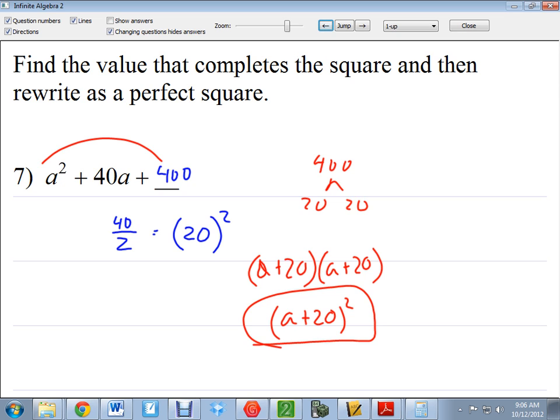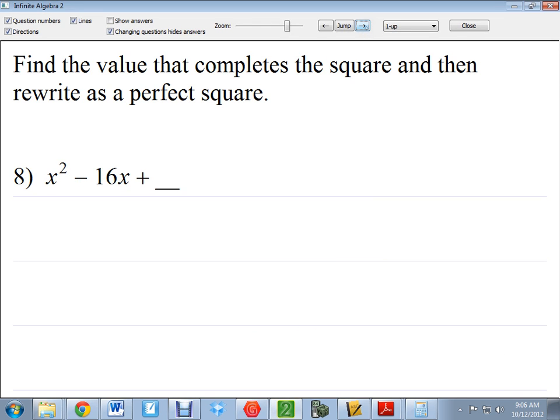Now that's well and good. Let's do another example. That one was kind of easy, so let's go ahead and do one with a negative. We take the negative 16 and divide it by 2. That'll get me a negative 8. The second step is to square that. That'll give me a positive 64. I'm going to add that in at the end.